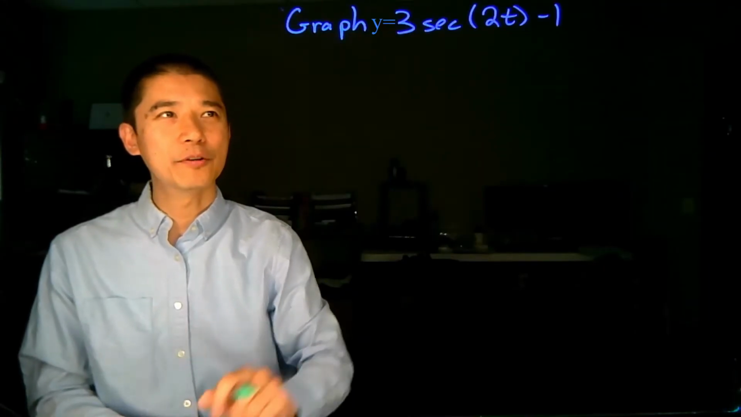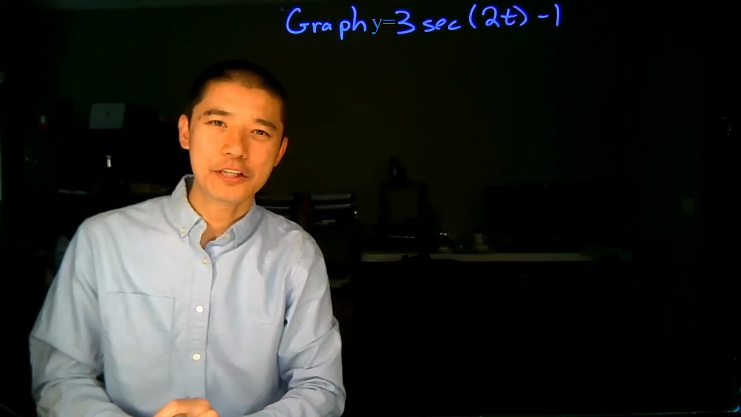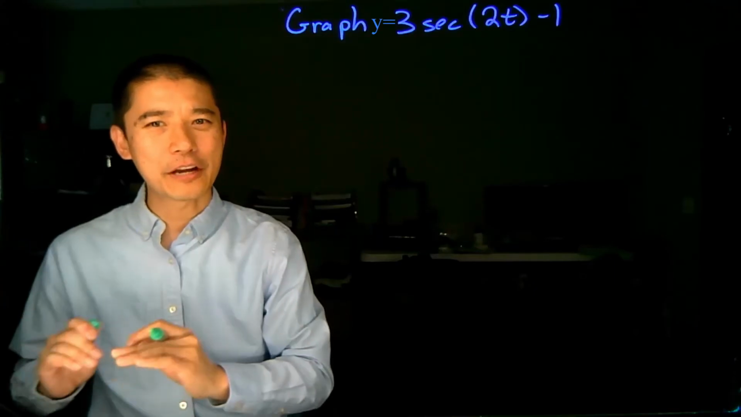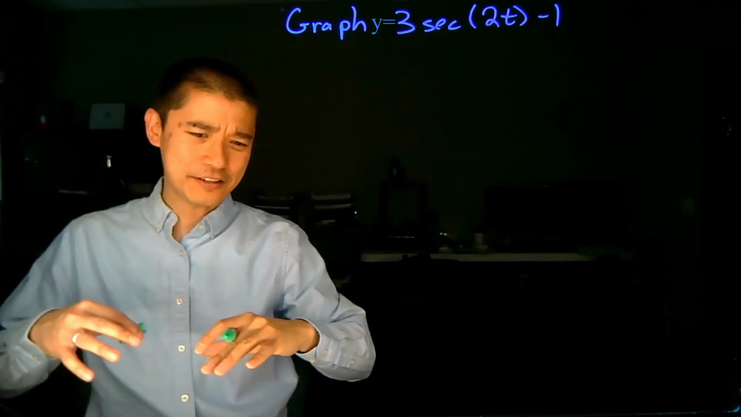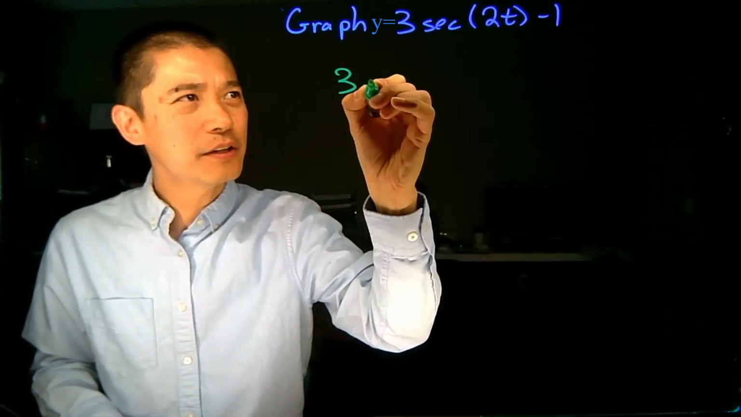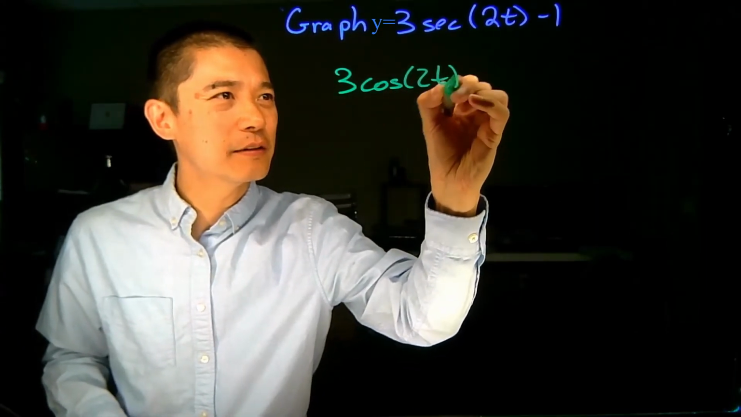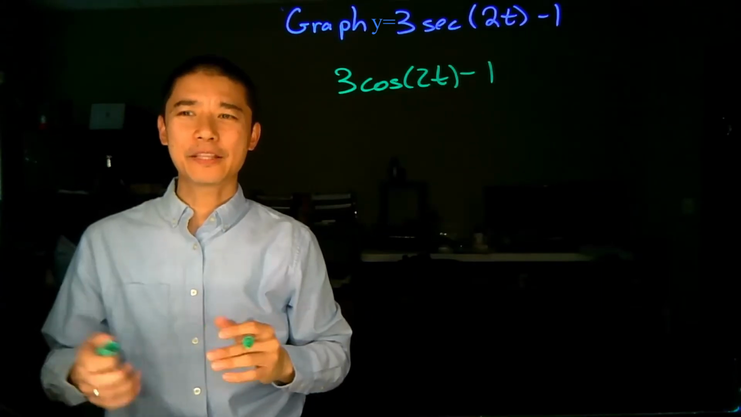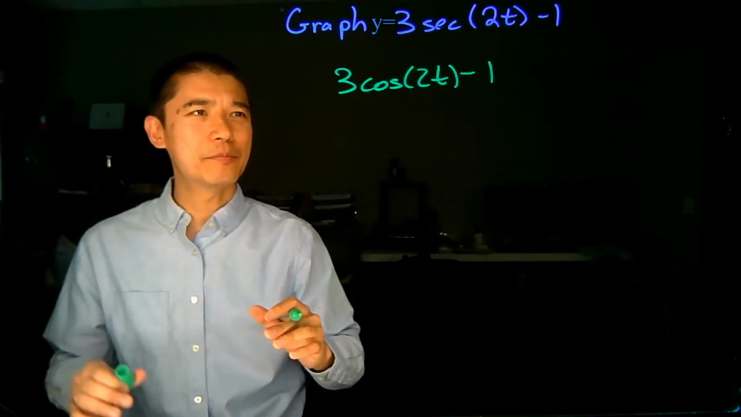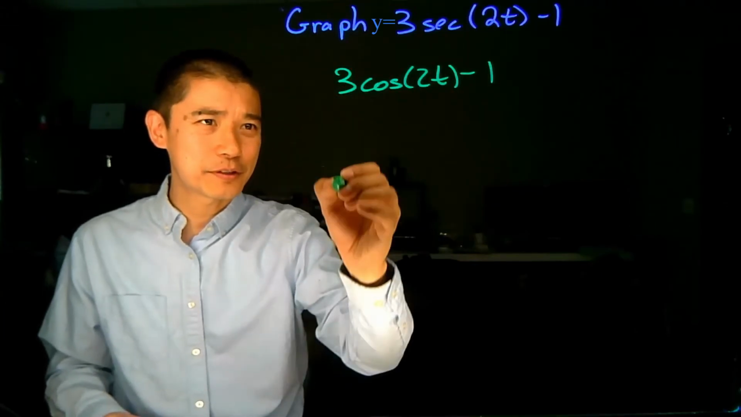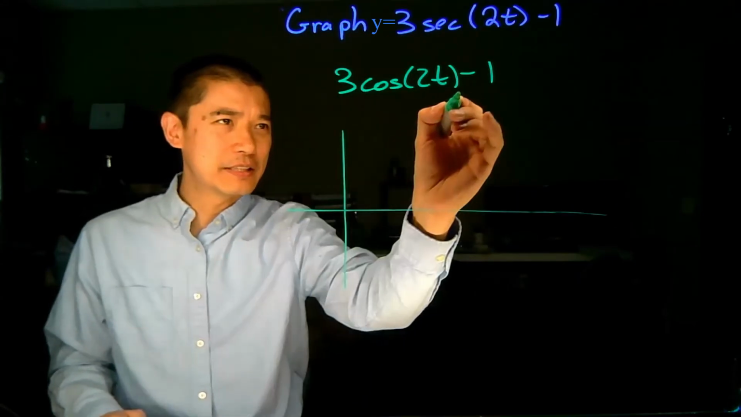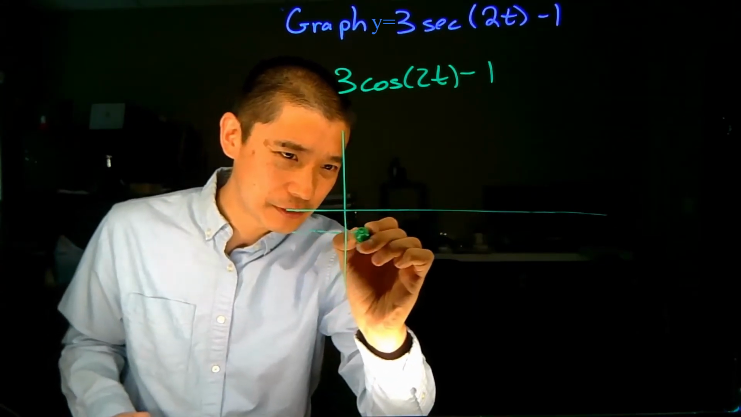So here's an example. Graph 3 secant of 2t minus 1. Now, part of the exercise of doing this is to remind you how to graph the cosine function, because the secant part is actually just going to be this thing we do at the end. And so let's look at 3 cosine of 2t minus 1. Let's think about the various bits and pieces that we need. We're going to have to eventually get our key values all put together, but let's focus on this part first. Where is our midline going to be? That's easy to graph. It's going to be at negative 1.